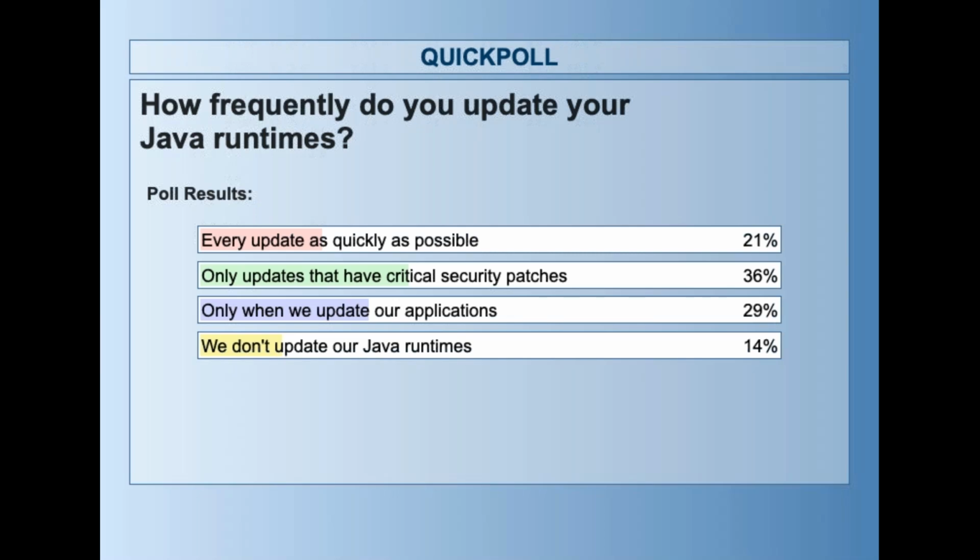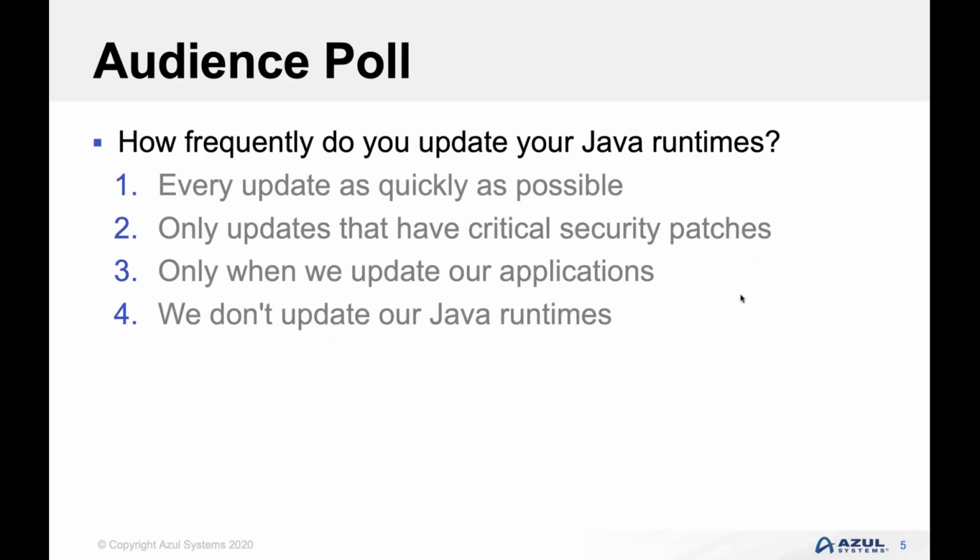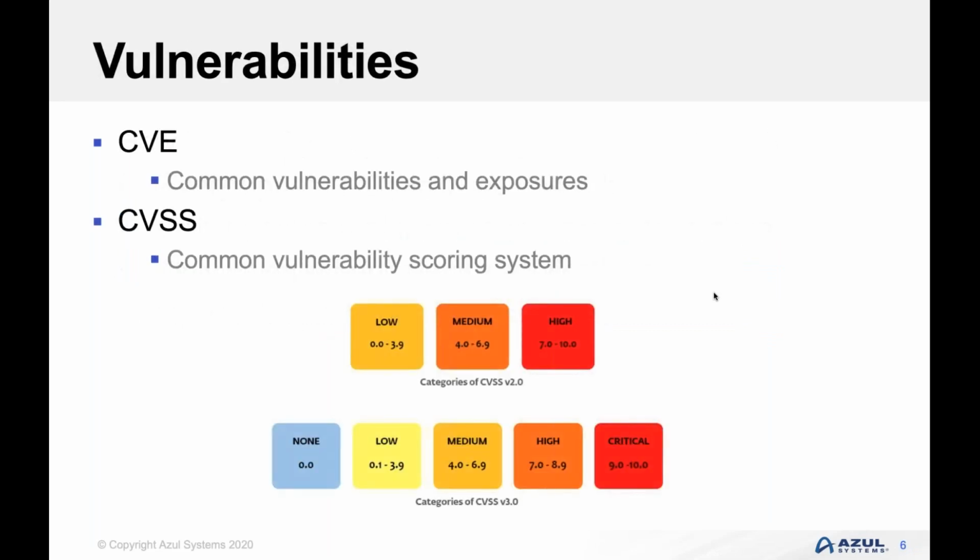And that sort of fits in with the breakdown that I had in the other ones, other than the fact that nobody in the other webinars was updating as quickly as possible. So it's good to see that some people are doing that. Okay, so going back to the slides, let's talk about vulnerabilities. Now, vulnerabilities in software are defined through what we call CVEs, and this is common vulnerabilities and exposures.